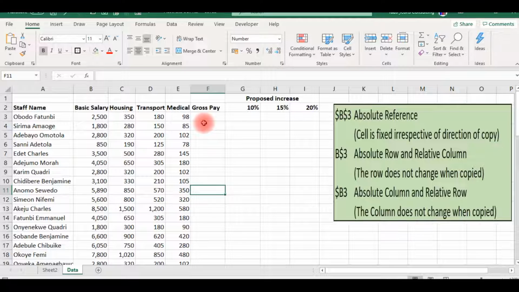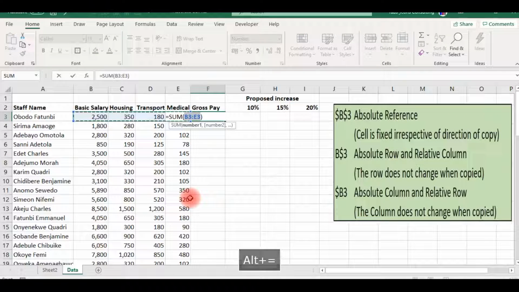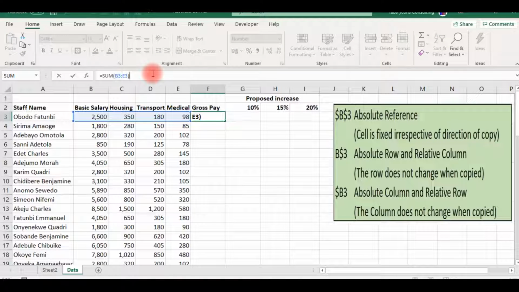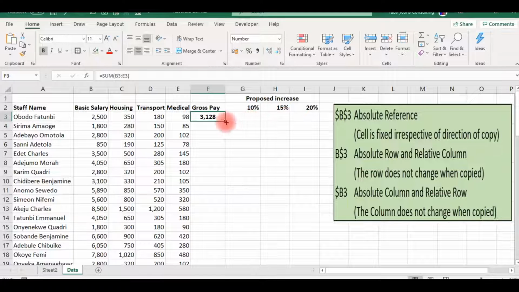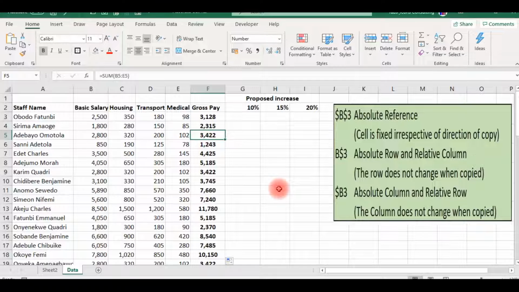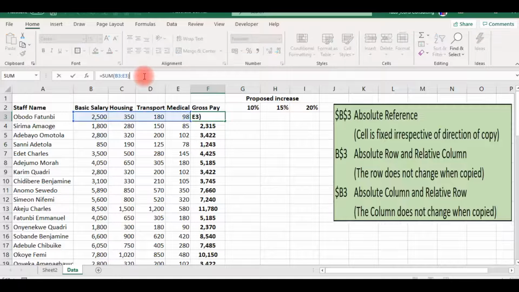Now I have this data. I'm going to add up this particular salary basis. So I'm going to sum this and I press enter. So if you notice, I have actually referenced cell B3 down to cell E3. Now this is relative reference. I've not held anything fixed. If I copy down using my autofill, you will notice that when I'm here, I'm referencing this particular row 3.